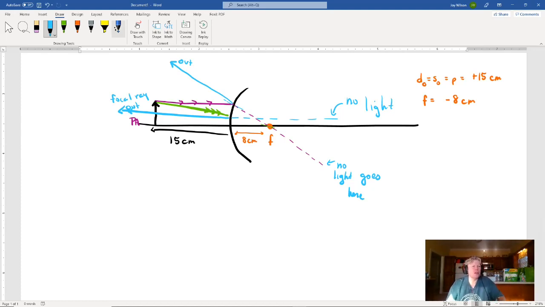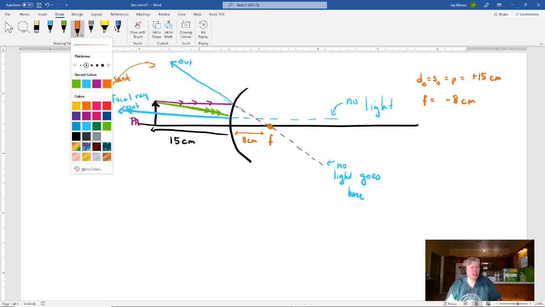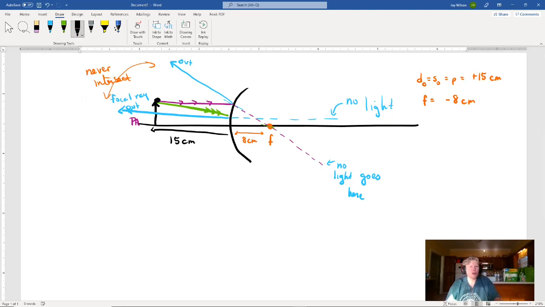So where does our image occur? Well, you'll notice that these two won't intersect on this side. But where we perceive them to come from, they most certainly will intersect. So the tip of my arrow here is going to go right there. So there is going to be my image. So you'll notice they intersect where light doesn't actually go.